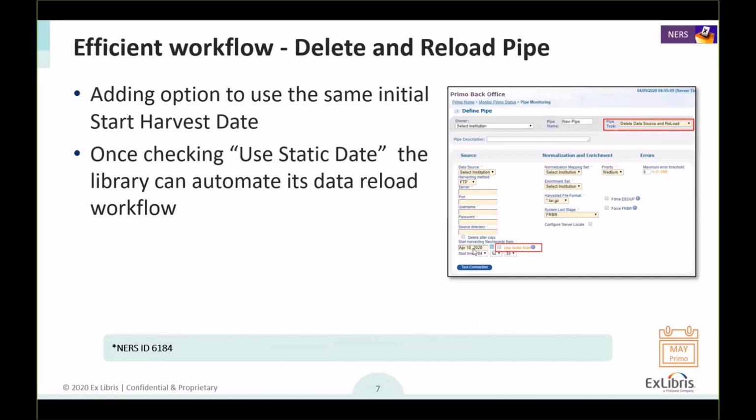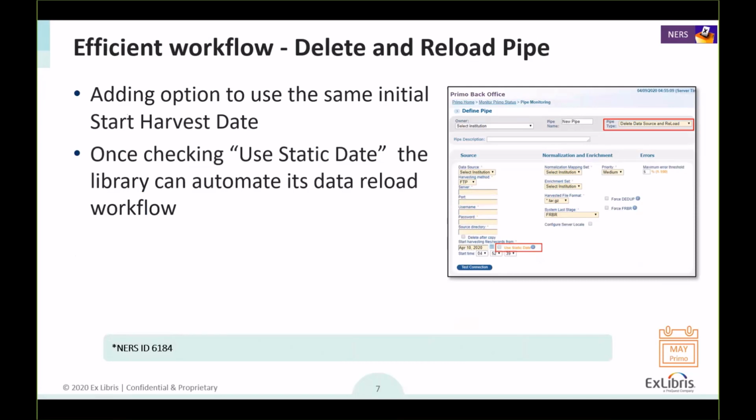And in order to rerun it again, they were required to enter the pipe again and reset the start harvest time to the initial harvest date. Doing so actually interfered with the automatic process of reload data, with the workflow.